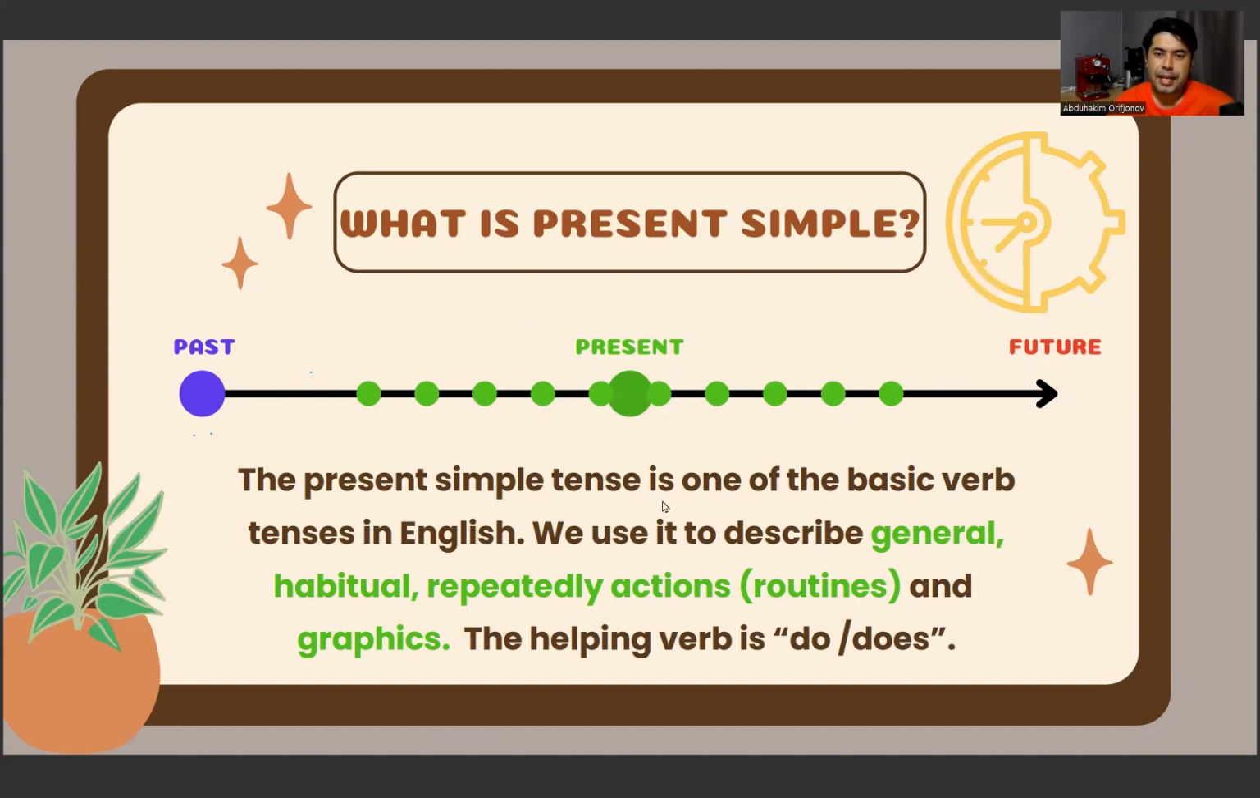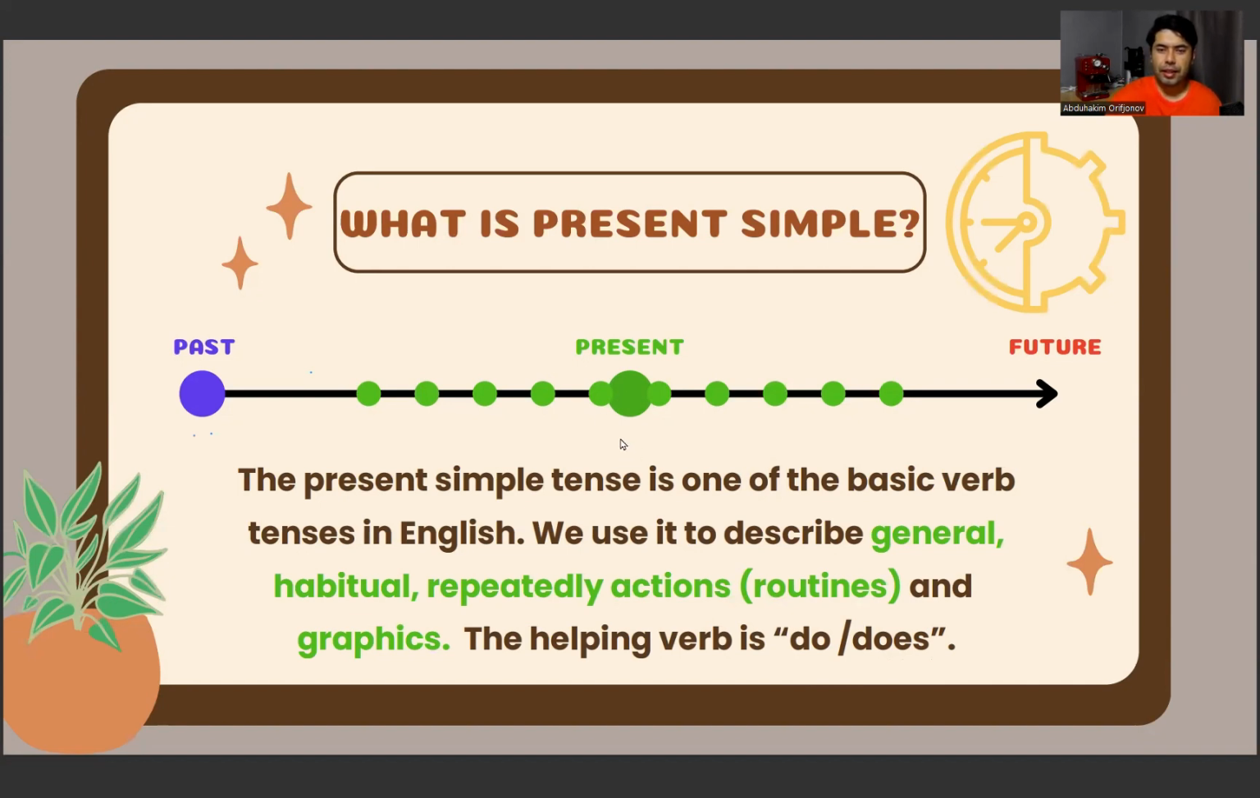The present simple tense is one of the basic verb tenses in English. We use it to describe general, habitual, repeated actions or routines and facts. The helping verb is do and does. Well, this is present simple tense. It generally happens every day or every time. Usually it repeats every day actually.